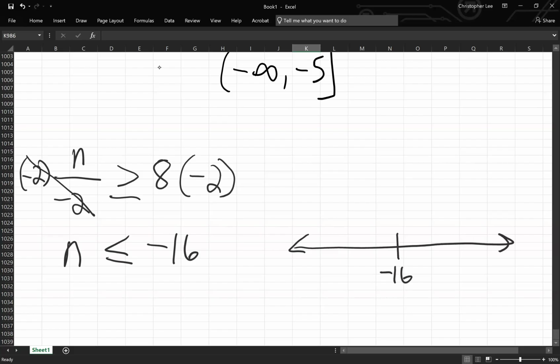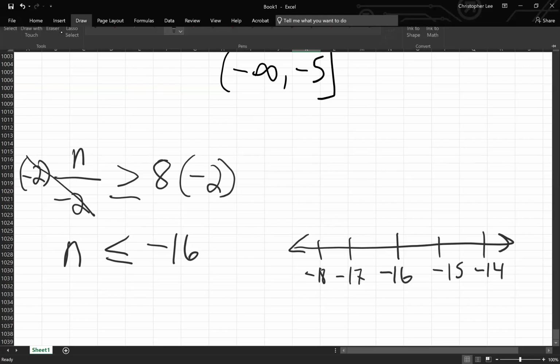I'm putting negative 16 here. Then I have negative 15, negative 14. Let me try that 4 again. There we go. Then I have negative 17 and negative 18. You get the idea, right?